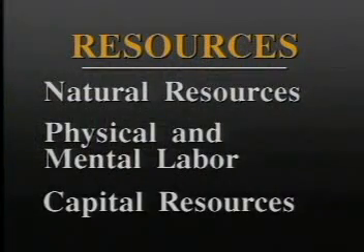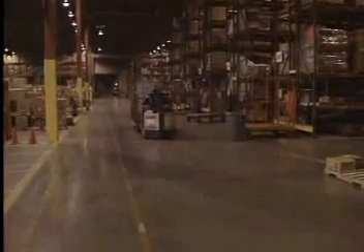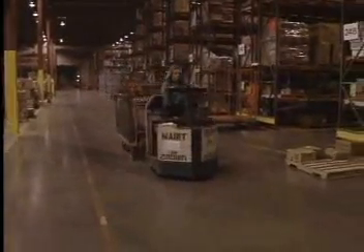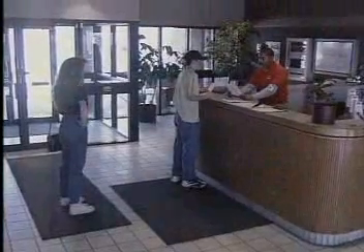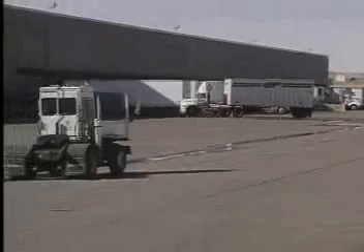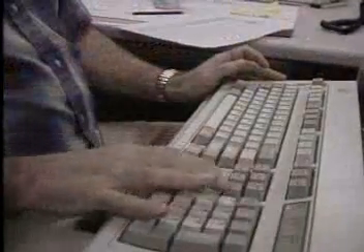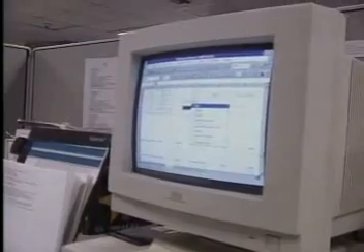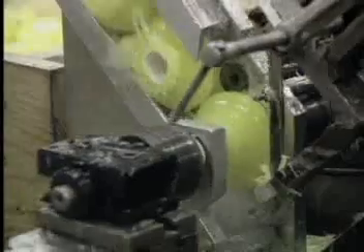Capital resources. Capital resources can be just as diverse as labor. The capital resources we have seen at the Target Distribution Center are the buildings which house all the different aspects of the business, the equipment inside, such as the forklifts, conveyor belts, and computers. Here are a few other examples of capital resources.